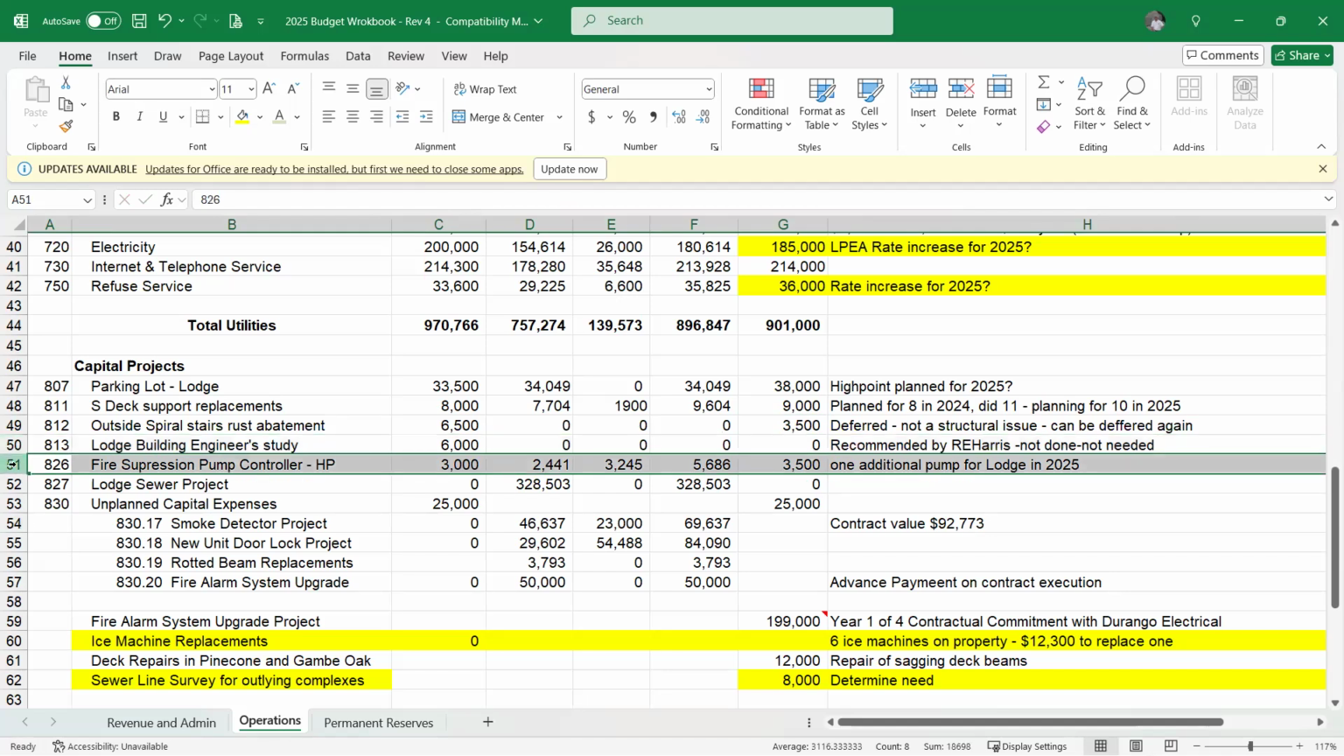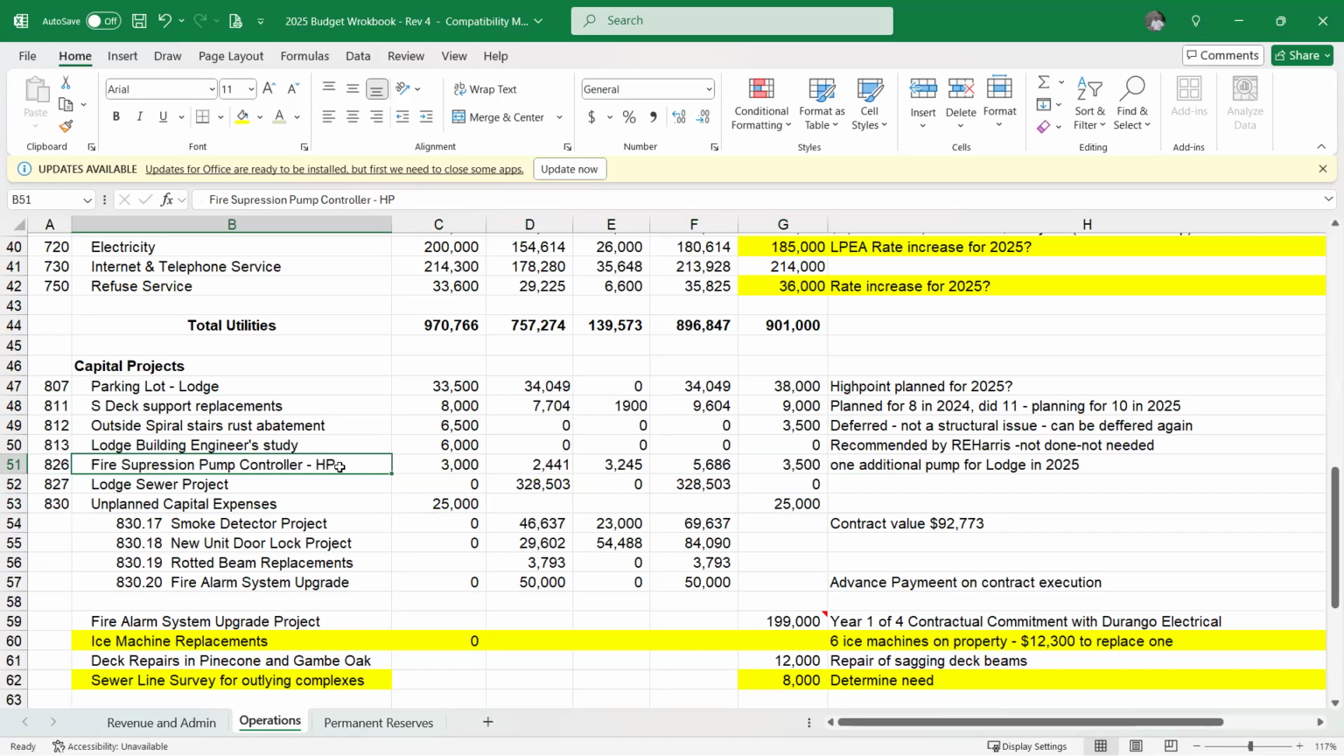Fire suppression, pump controllers, High Point. Bobby tells me those are done and we need one in the lodge and it's $3,500. Yeah, the lodge is the last one left to do. That's going to be the biggest one. It's going to cost a lot more, but you guys figured out how to build it for us. And again, this is not replacing the pump. This is pulling the pump out and replacing it with a rebuilt pump. So it's a lot cheaper than a brand new pump.